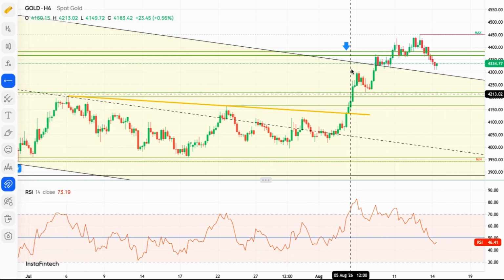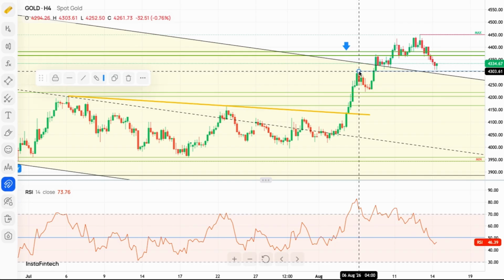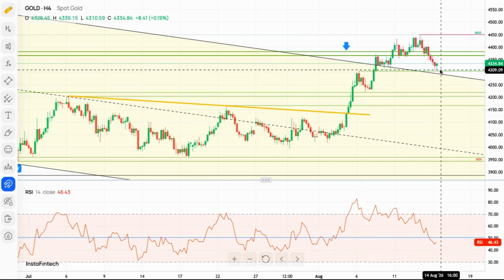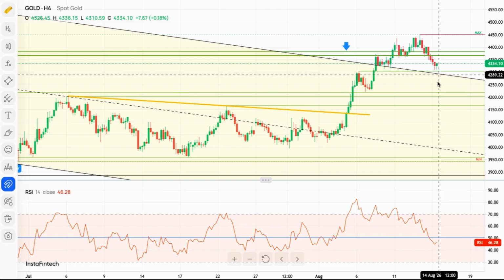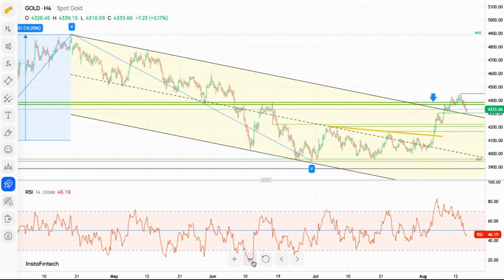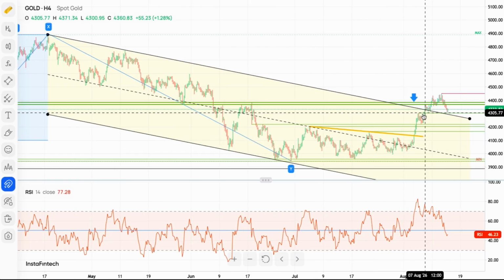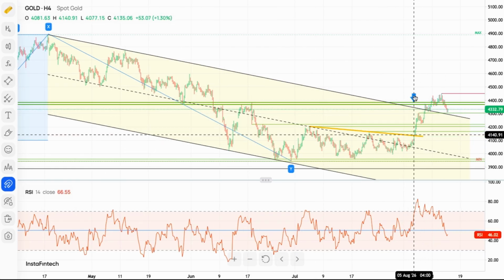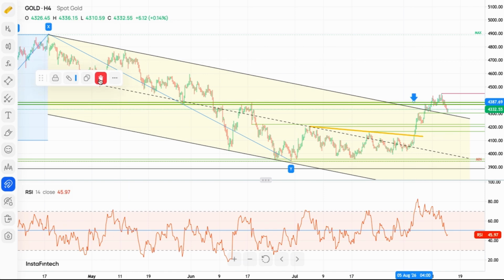We still got this kind of a technical support here, 4,303, and as long as we trade above this level, the outlook still remains rather bullish. If we are back inside of the channel, and please notice this is a descending channel, this movement here will be considered a fake breakout, and then the downside should continue.